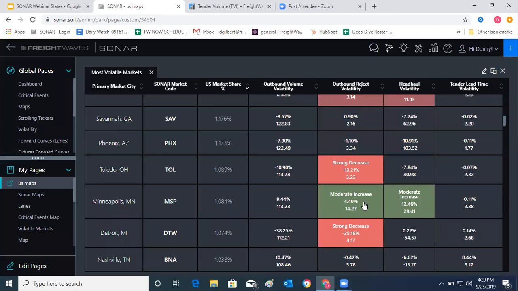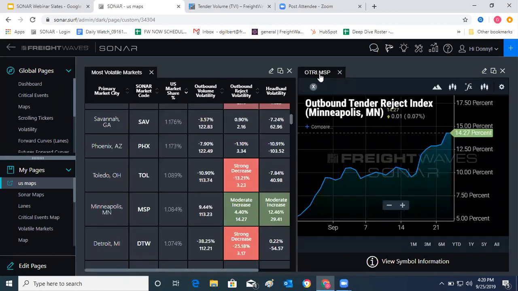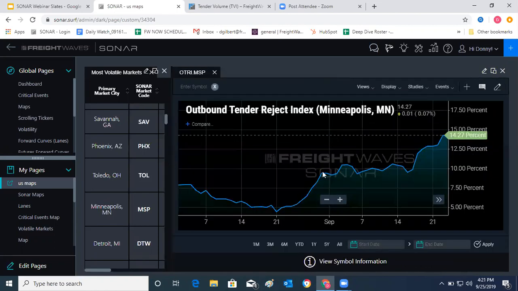So this might be a market that you want to click on the green box, and it's going to bring up your OTRI for MSP. I can kind of scoot it over some here, and you'll see our tender rejection rates since the end of August have steadily been climbing. And here in the past week and a half, you've seen it really jump up to 14.27%.